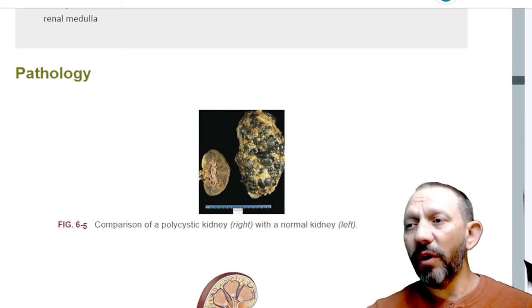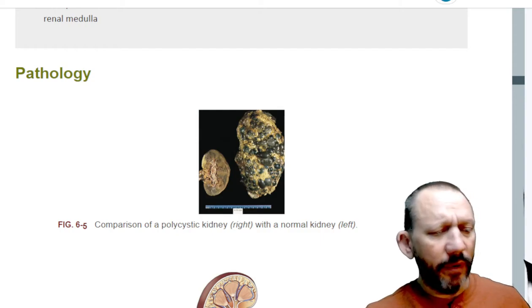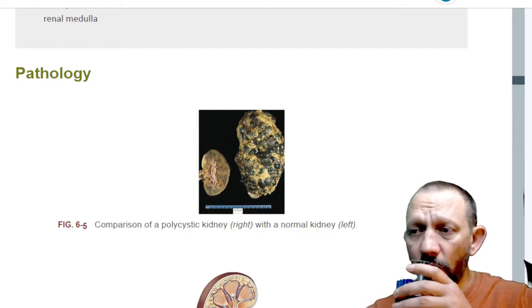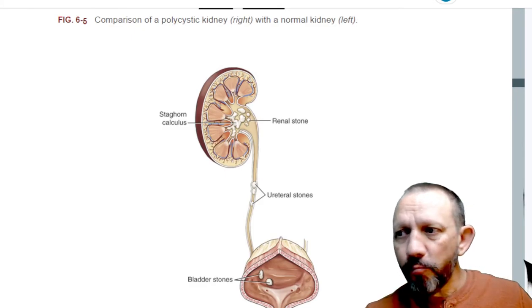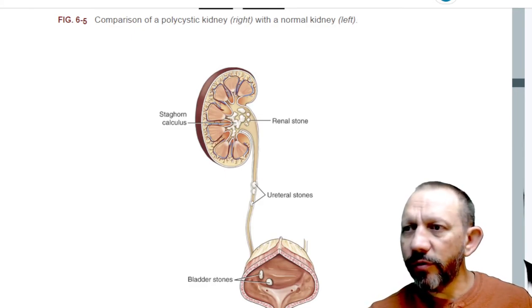It's a good thing. So the polycystic kidney is on the right-hand side. It's terrible looking. Probably very painful. They had to take it out, obviously. Ureteral stones. We get stones as we go down.